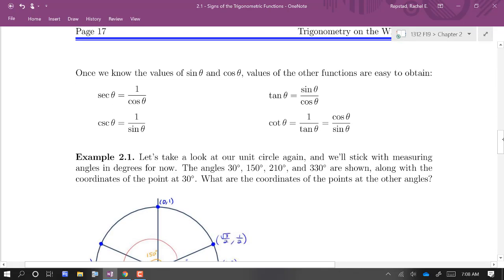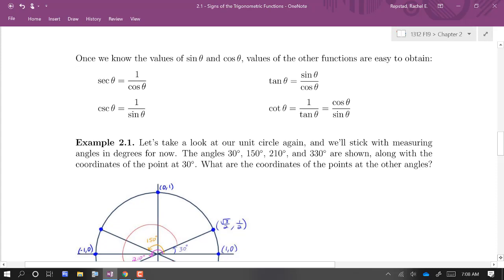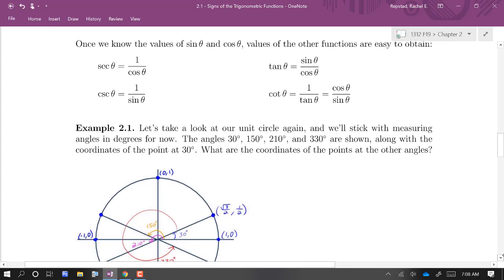When we know the values of sine and cosine, we can evaluate the other trig functions. Secant is the reciprocal of cosine, and cosecant is the reciprocal of sine. Tangent is just the ratio, sine over cosine. And cotangent is cosine over sine, which is the reciprocal of tangent. So we're going to stick with measuring angles in degrees for now, but we'll also run into radians and find those useful.